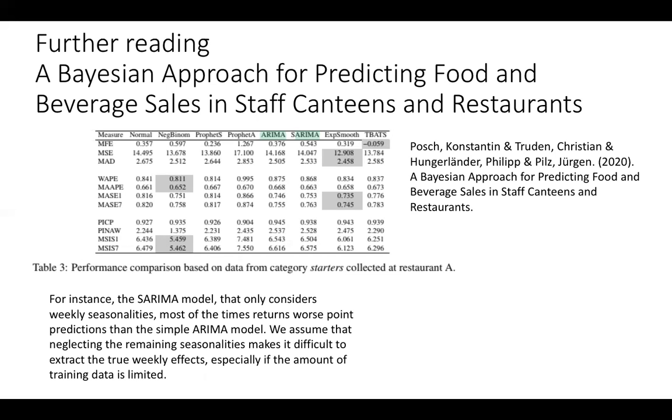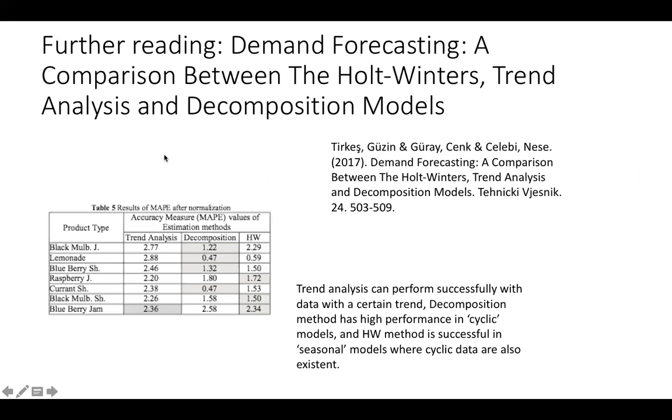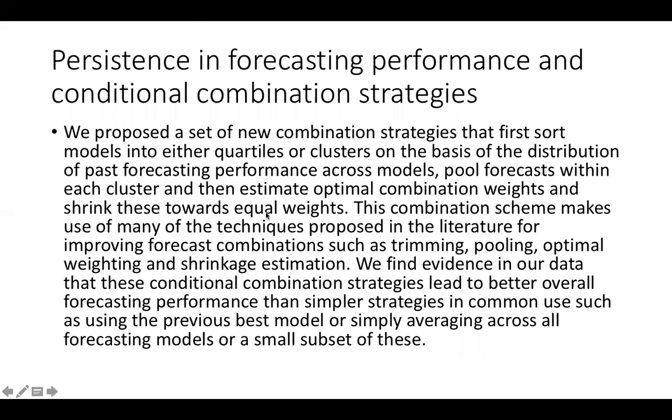And for further reading, here I have a reading about restaurant prediction. This author looked at the seasonal ARIMA model and how that is not a very good predictor compared to some of the other models he used. And second, in this reading, I was looking at the Holt-Winters model, the trend analysis, and decomposition model. And as you can see, there are pros and cons between the two.